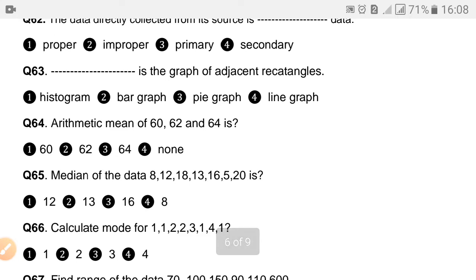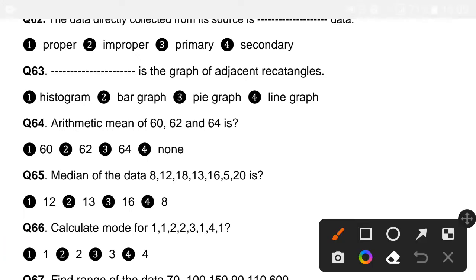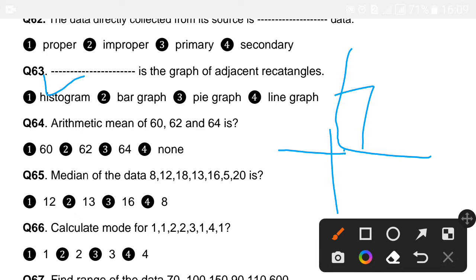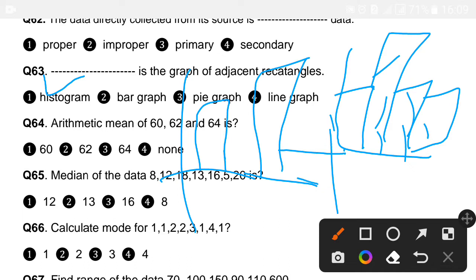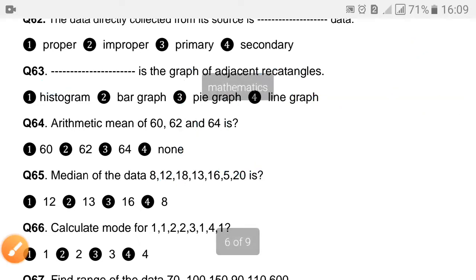Question number 63 is, dash is the graph of adjacent rectangles. The graph of adjacent rectangles is the histogram in statistics or mathematics. A histogram is like this, and this is the graph of adjacent rectangles. In a bar graph we also have bars, which are rectangles, but they are not adjacent; they are separated by some gap. This is the only difference between a bar graph and a histogram.